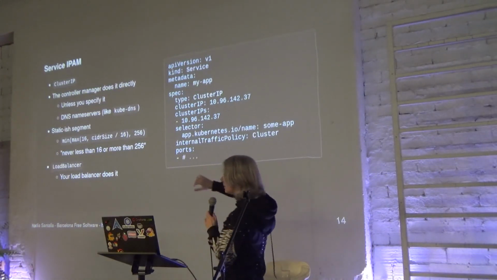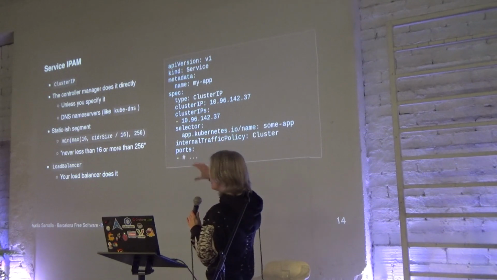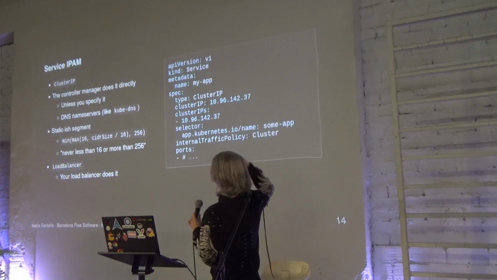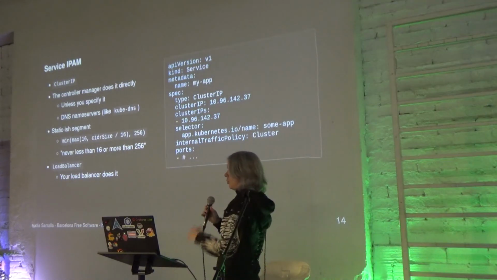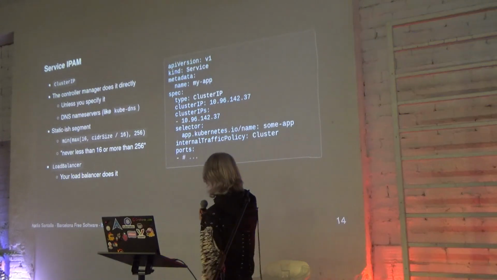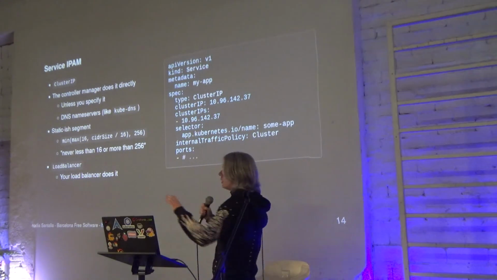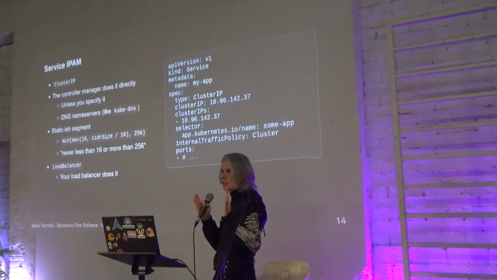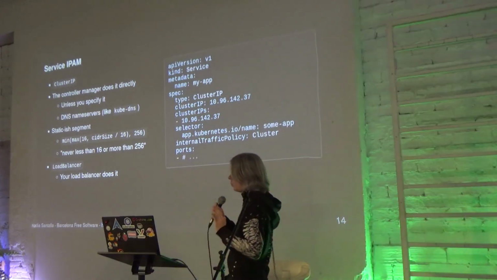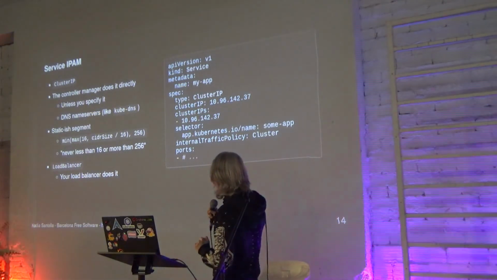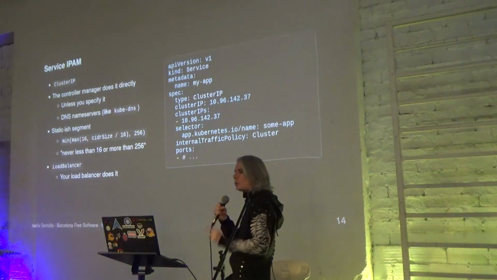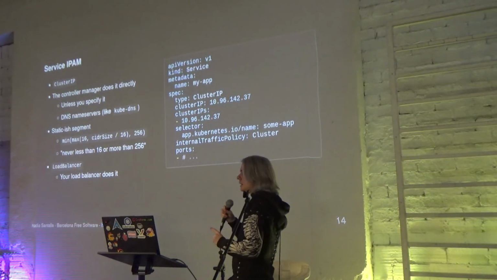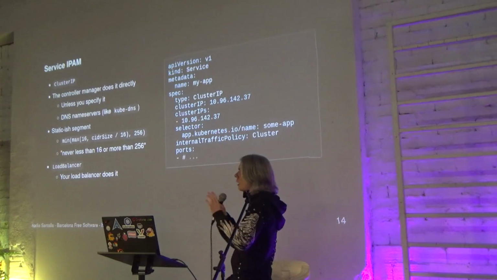The size of this segment is at least 16, regardless of how wide the CIDR is, and it is at most 256. So at most it will be a slash 24. Again, I call it a static-ish segment, a portion of the service address range that the controller manager will not allocate unless it really, really needs to. And what this allows us is to pre-allocate addresses for some services in this segment.